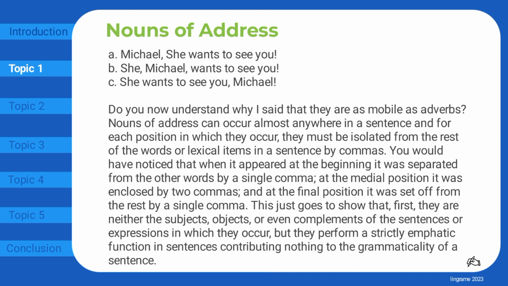Nouns of address can occur almost anywhere in a sentence, and for each position in which they occur, they must be isolated from the rest of the words or lexical items in a sentence by commas. You would have noticed that when it appeared at the beginning it was separated from the other words by a single comma, at the medial position it was enclosed by 2 commas, and at the final position it was set off from the rest by a single comma. This just goes to show that, first, they are neither the subjects, objects, or even complements of the sentences or expressions in which they occur, but they perform a strictly emphatic function in sentences, contributing nothing to the grammaticality of a sentence.